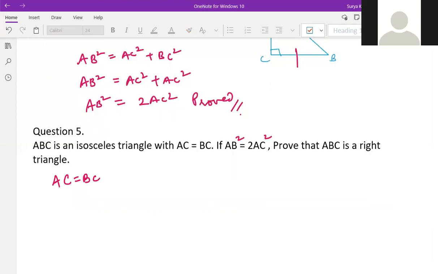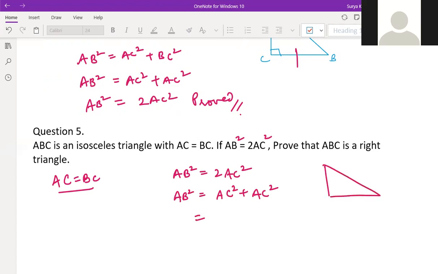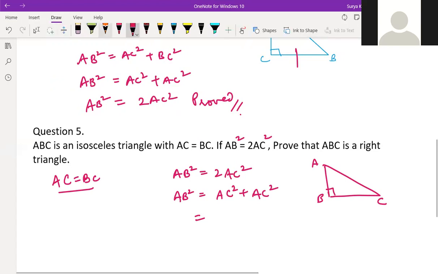So here, if you see, it's given that AC is equal to BC and AB square is equal to 2AC square, right? So we can write AB square is equal to AC square plus AC square. And instead of this AC square, can we write BC square only, because these both are equal, right? In the triangle ABC, right angle, AB square is given in this way, so we can write here.